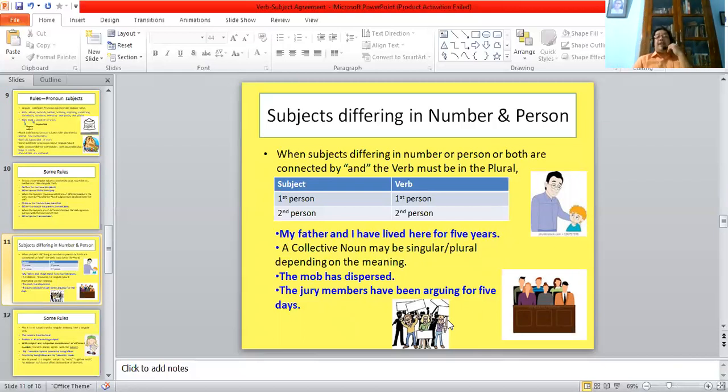Whereas, when I'm talking about the jury members and say that they are split about something or they are arguing about something but haven't come to a decision, I can say that the jury members have been arguing for 5 days. Okay. They haven't arrived at a decision of any sort. So the collective noun, please remember that, will always vary, taking singular or plural depending upon the meaning. If it is thought of as one unit, then it should take the singular form of the verb. If it is thought of as separate entities, it should take the plural form of the verb.